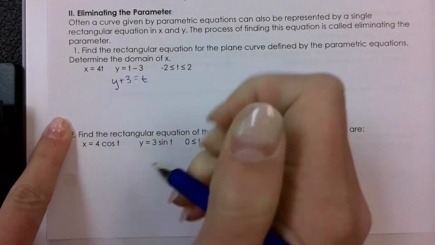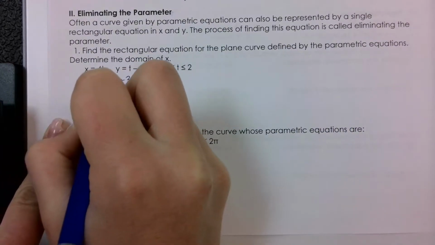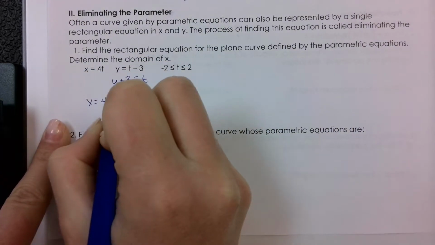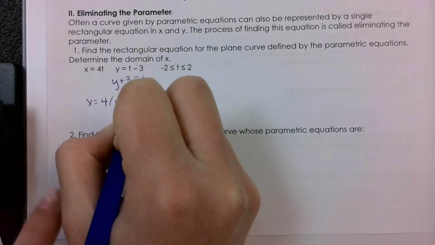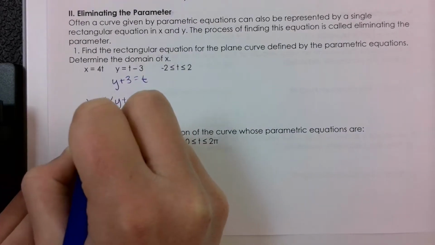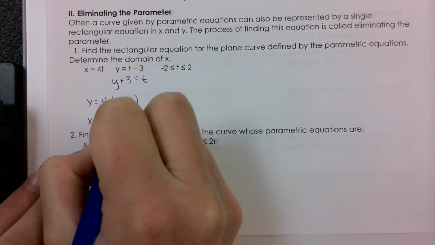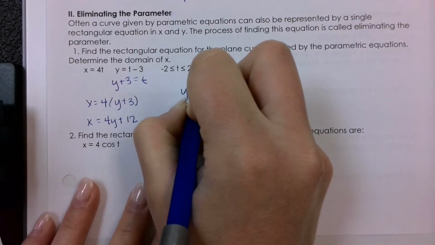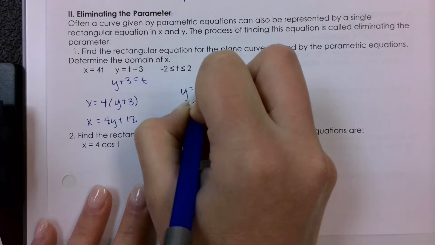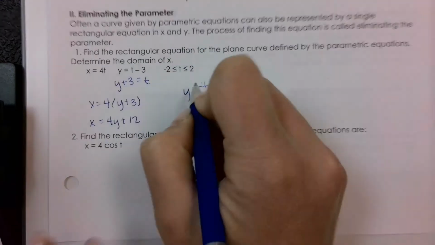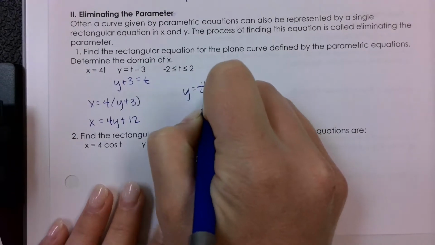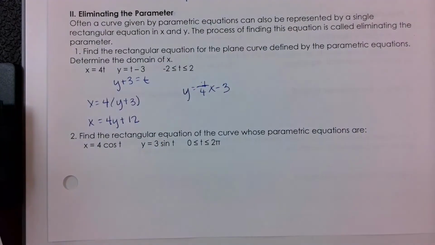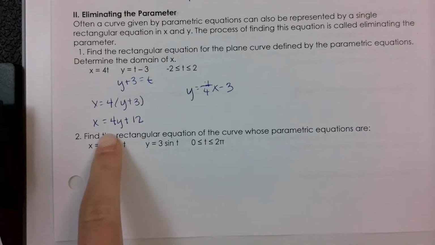So then we'll come back over here where the x function is and say x equals 4 times t, but we know that t is y plus 3 now. So when we simplify that a bit, we've got x equals 4y plus 12. And typically we want to solve for y, right? So we would need to subtract 12 and divide everything by 4. So that's going to give you y equals 1/4 x minus 3. That's just solving that for y.